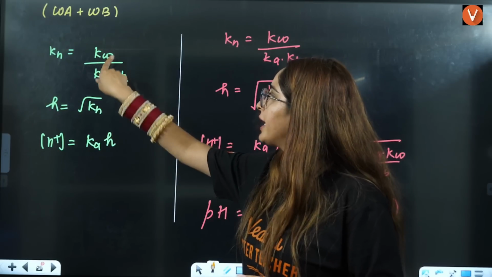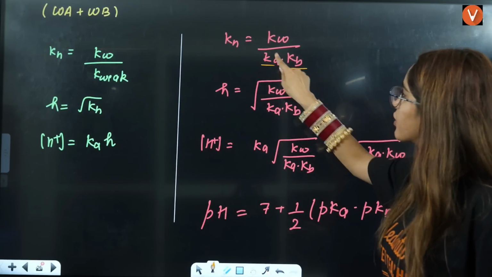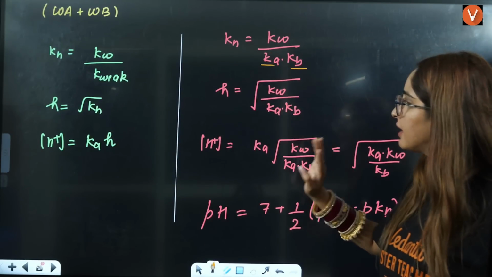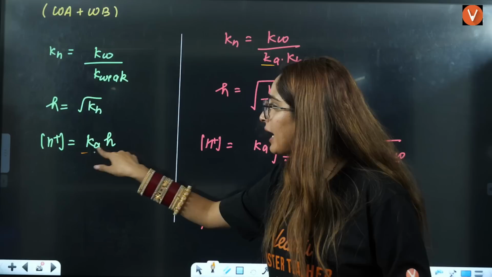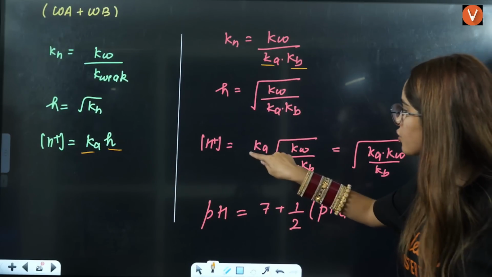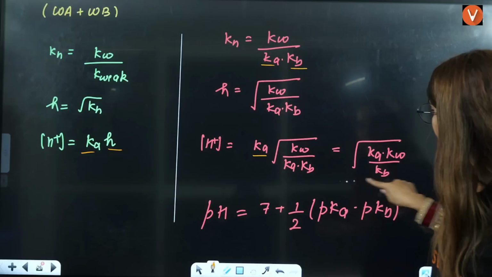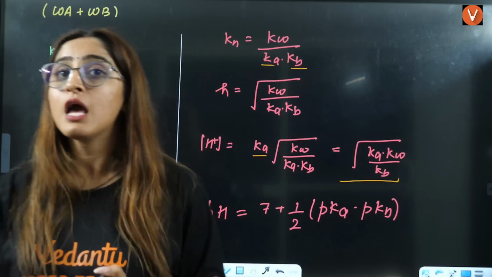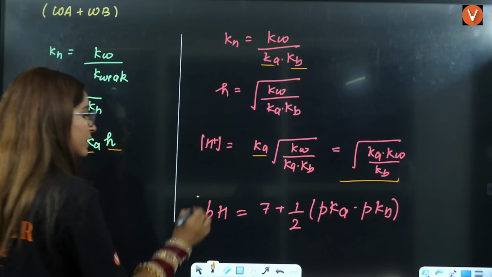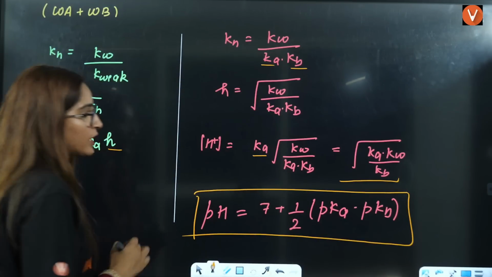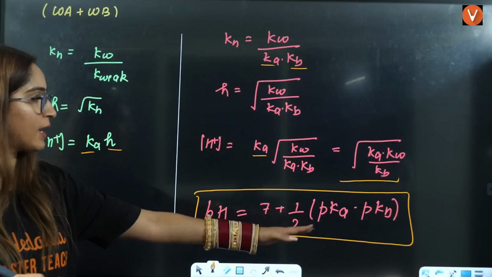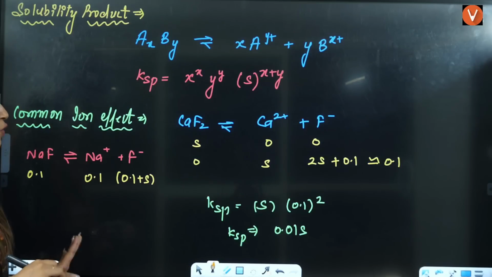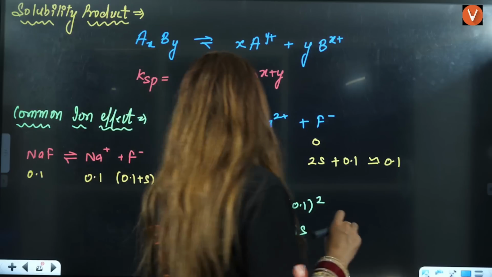So Kh is equal to Kw by Ka Kb. Both are weak, so it will be Ka into Kb. H positive is equal to under root of Kw Ka by Kb, take the under root. So Ka multiplied by this, you will get this as your answer. This is for the derivation part. But I would advise you to directly remember the pH value, that is 7 plus half (pKa minus pKb). That is really going to help you.